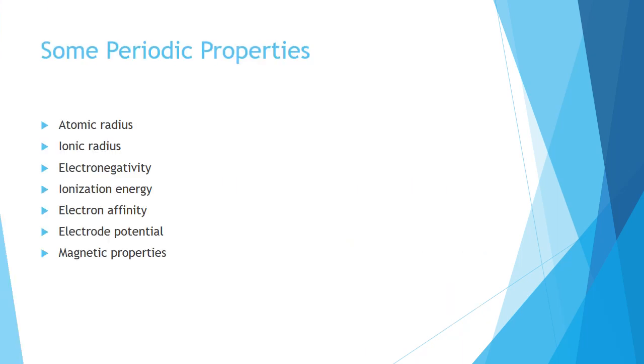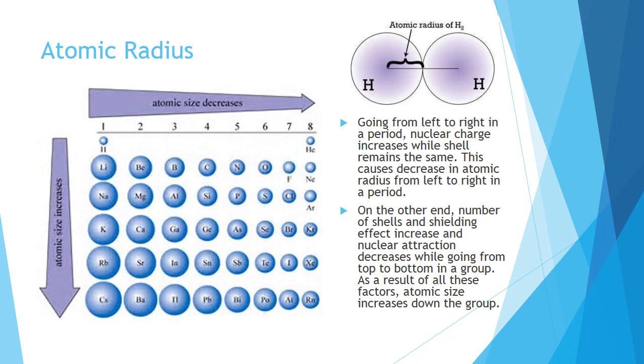Let's move on to the topic that we will be discussing today. In my previous lecture, we discussed the periodic table in detail. Now we will be discussing the periodic trends that are found in the periodic table. These are the properties that we will be discussing in today's lecture. Let's begin with the atomic radius.